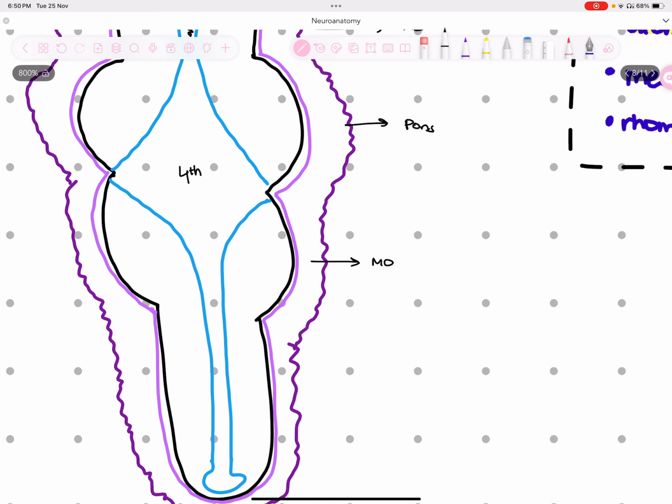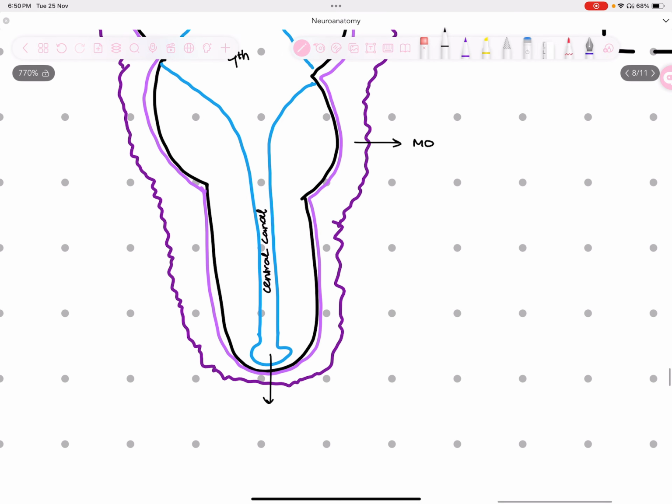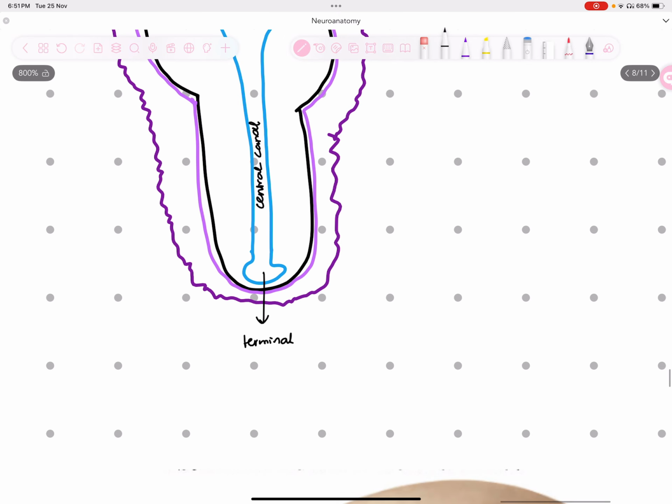Then in the spinal cord, these ventricles continue as the central canal, and at the terminal end of the central canal, you'll find the terminal ventricle, which is basically a dilatation of the inferior end of the central canal. So this is your terminal ventricle, and this is your spinal cord.